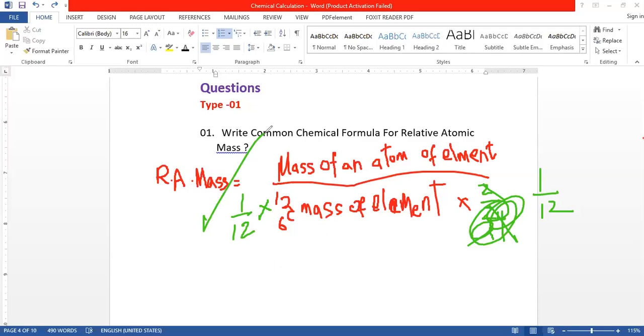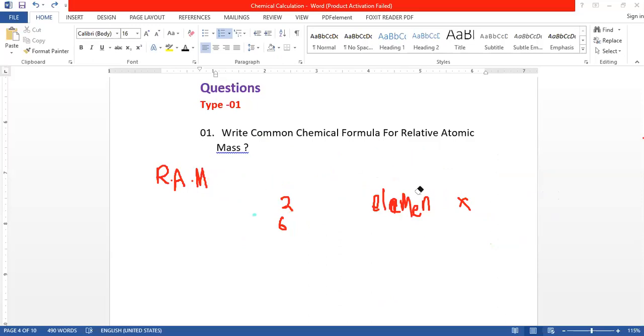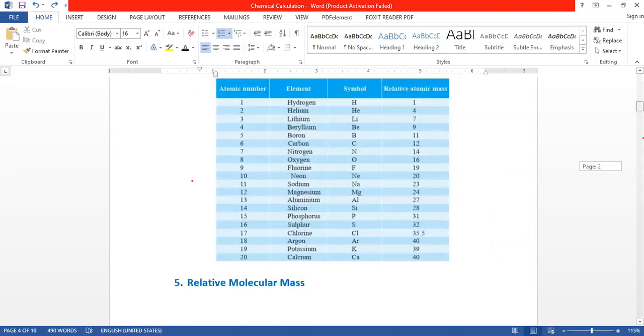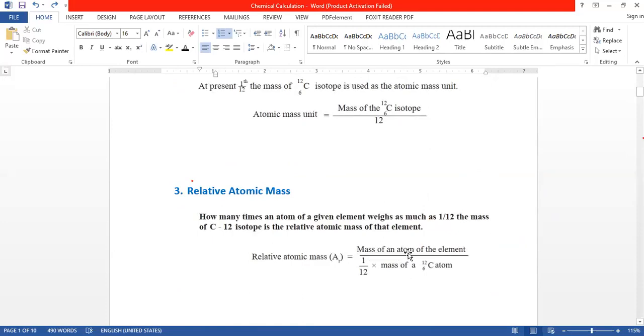So please understand, they will ask this question in MCQ or structured questions, and they will ask you to write only this equation. So look at this. This is what I asked. Relative atomic mass is the mass of an atom of an element, 1 over 12 into the mass of a 12C carbon atom. Why are we using 12C? There is also 14C carbon.